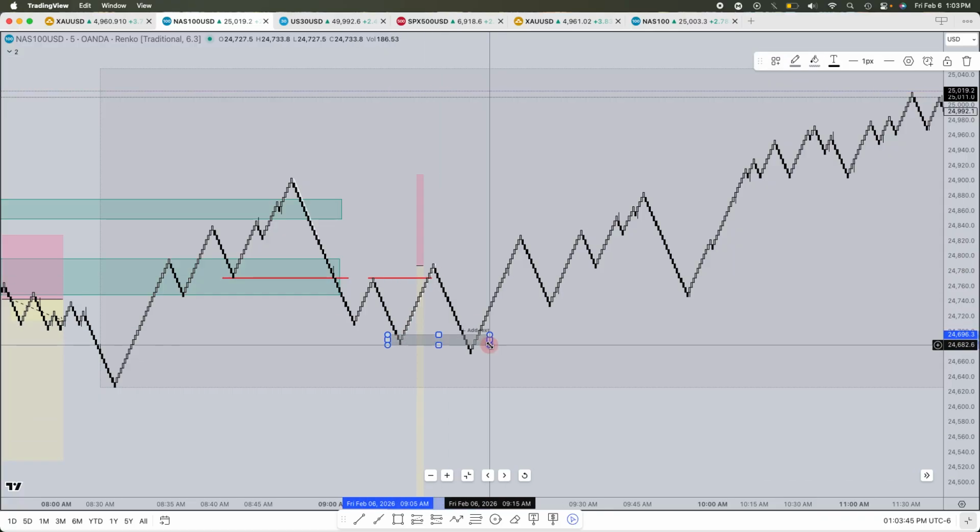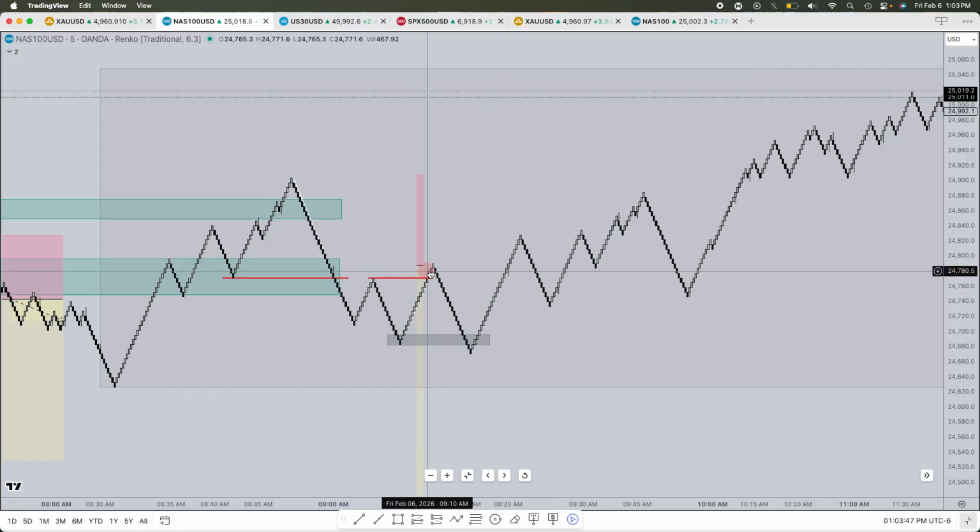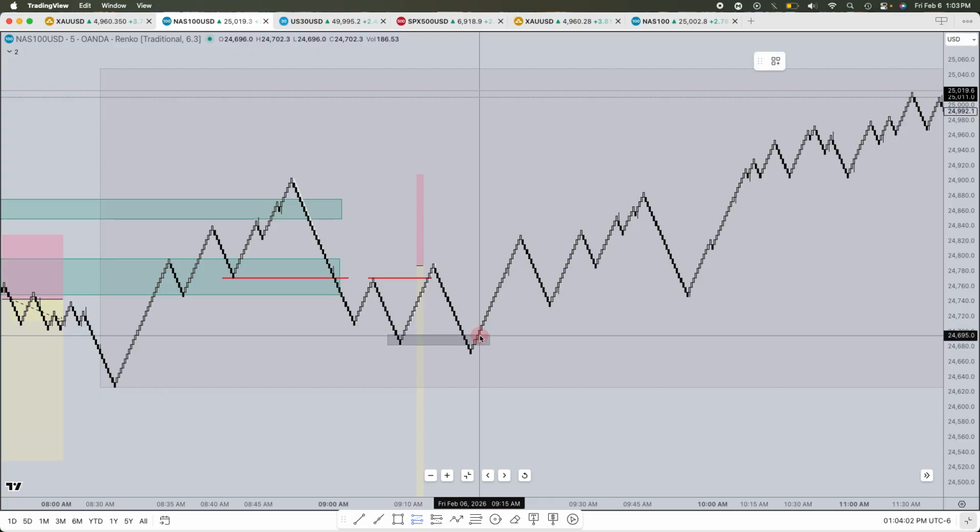I'm using these same zones. I need 3 wrinkles above or below to break structure. It only gave me 2, so this zone is still valid. Guess what I would have done right here once I got 2 or 3 wrinkles? This would have been 9:15 again. After 9 a.m. is when I should have been entering any type of trade.